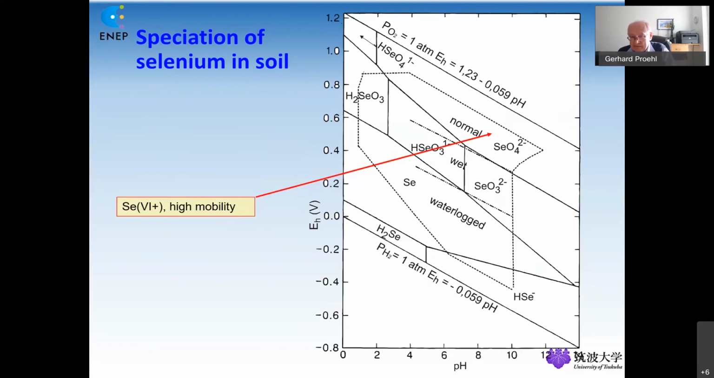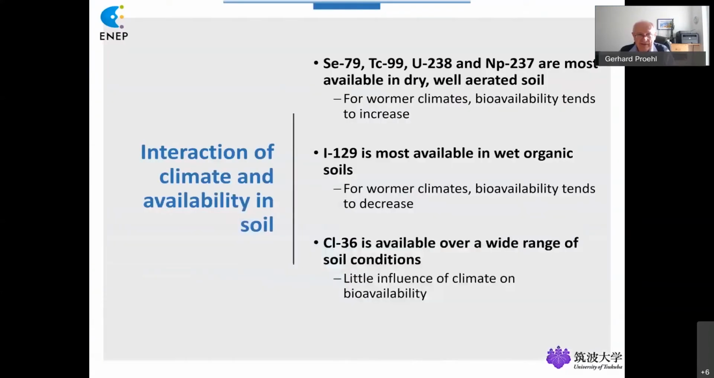If you go one step down, we have selenite. The availability of that is much less, and of the next form it is even lower. So we can see there's an interaction of climate and availability in soil. From these figures, you can extract that selenium 79, technetium 99, uranium, and neptunium 237 are most available in dry, well aerated soils. This means for warmer climates, bioavailability tends to increase. Iodine 129 is most available in wet organic soils, and for warmer climates, bioavailability tends to decrease.